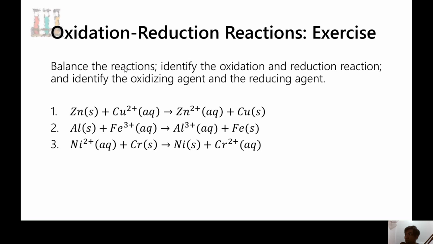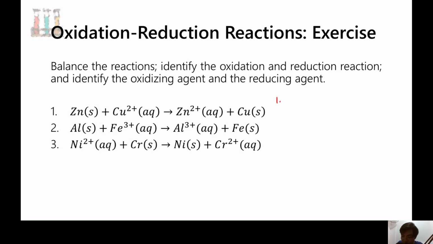So let's balance the three, no? So zinc plus copper to zinc and copper. Aluminum, iron, iron to aluminum. Nickel. So, gawin natin yan. So, simple lang naman yan, no? Sa ngayon. Okay. So, I will try number 1. So, sagutan ko na lahat.